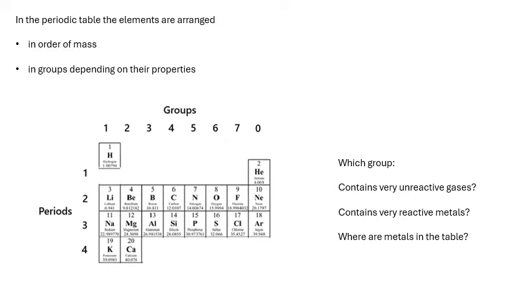Metals are on the left-hand side. Okay, in fact, about 3/4 of the elements are metals, and they're way over on the left. The non-metals are kind of on the right, kind of top right cornerish, the non-metals, apart from hydrogen. It's a bit odd.